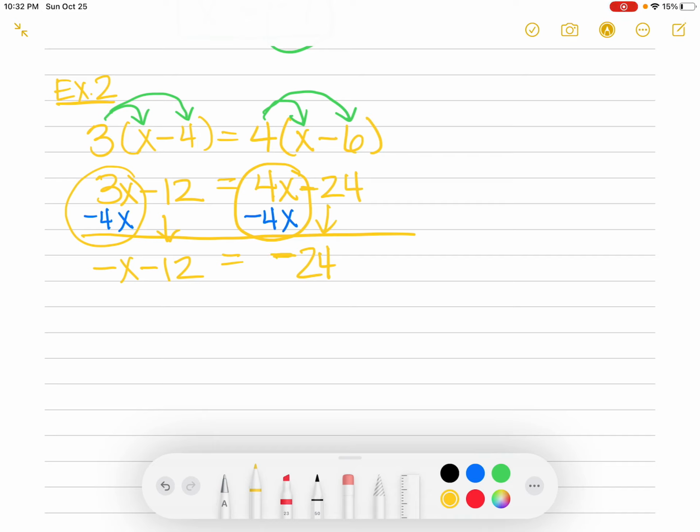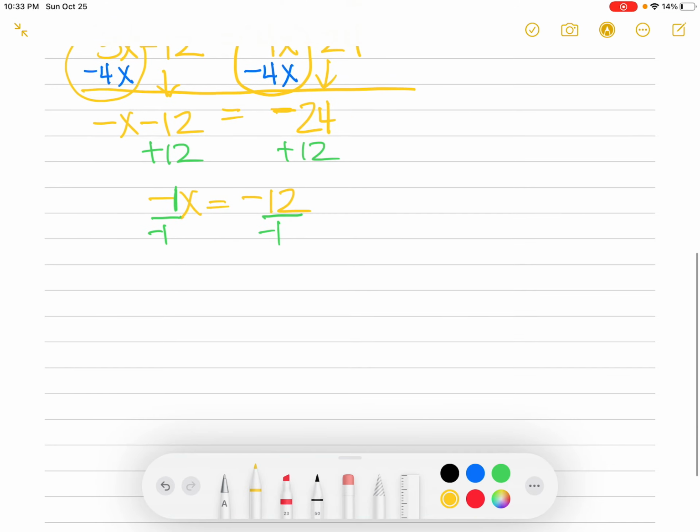Okay, and now I solve this problem like I would all the other problems. I've got plus 12, and I have negative x equals negative 12. And now what do I do? I do not want to know the answer to negative x. I want to know the answer to just x. So how do you get rid of a negative x? Well, it's the same thing as having a negative 1 in front, so I'm going to divide by negative 1. Okay? And then that makes it so that I have x equals negative 12 divided by a negative 1 is a positive 12. And there's my answer, x equals 12.